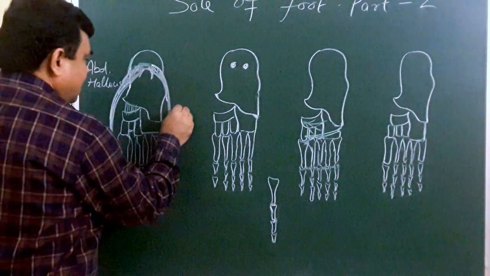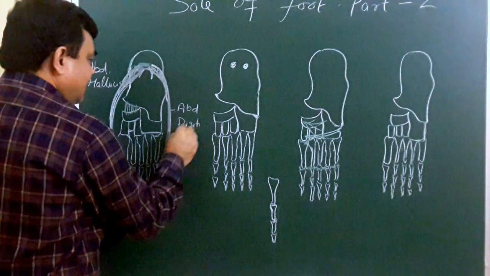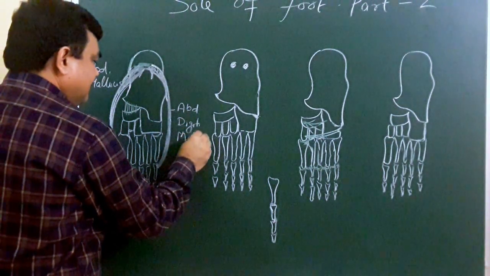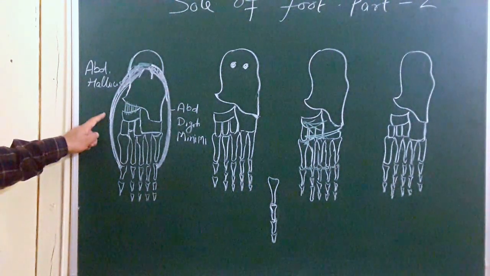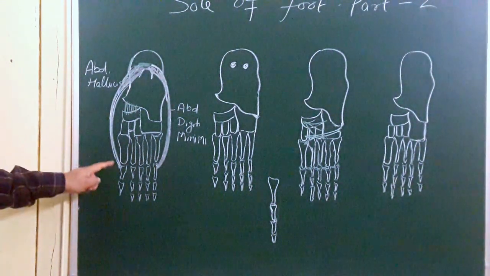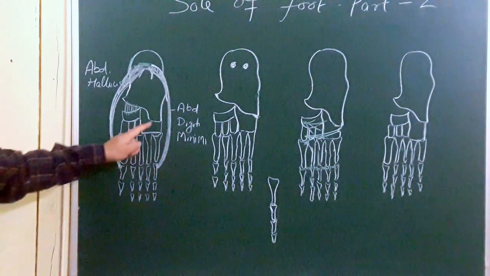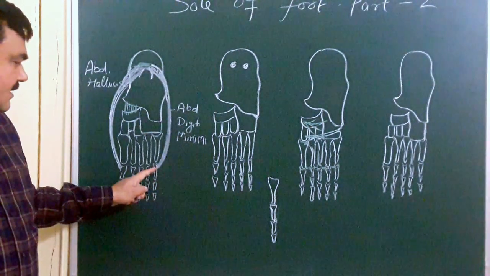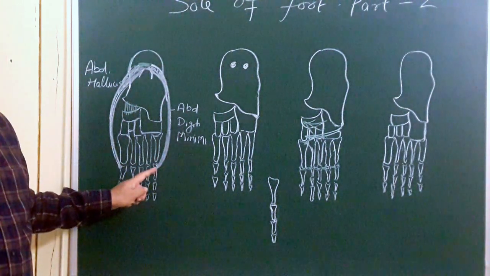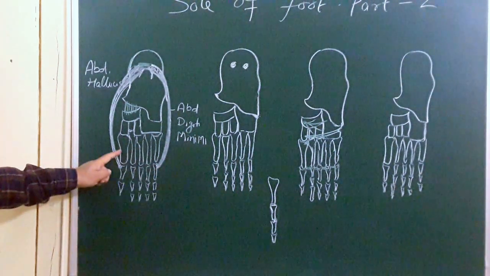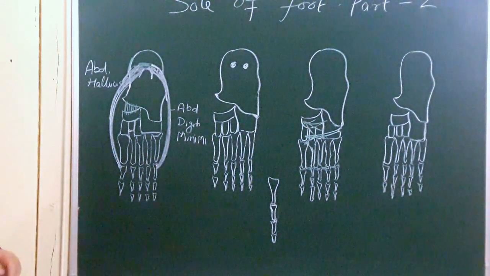This muscle is abductor digiti minimi. This muscle is an abductor at the first metatarsophalangeal joint. This muscle is an abductor at the metatarsophalangeal joint of the little toe. Here is the abductor at the metatarsophalangeal joint of the big toe.